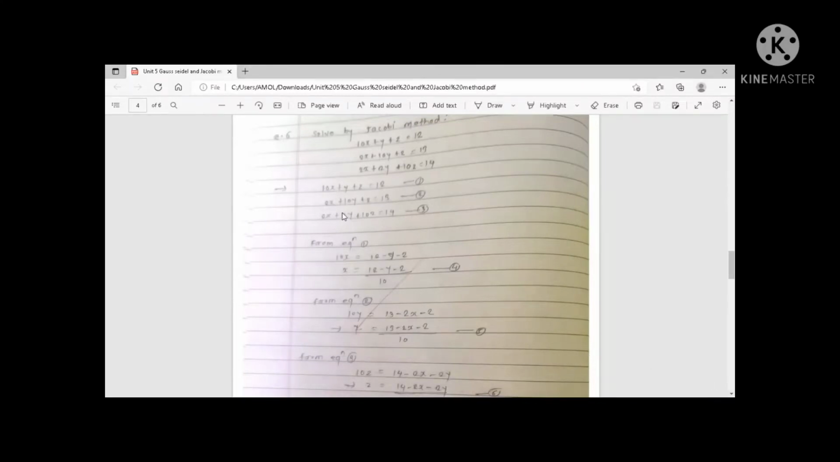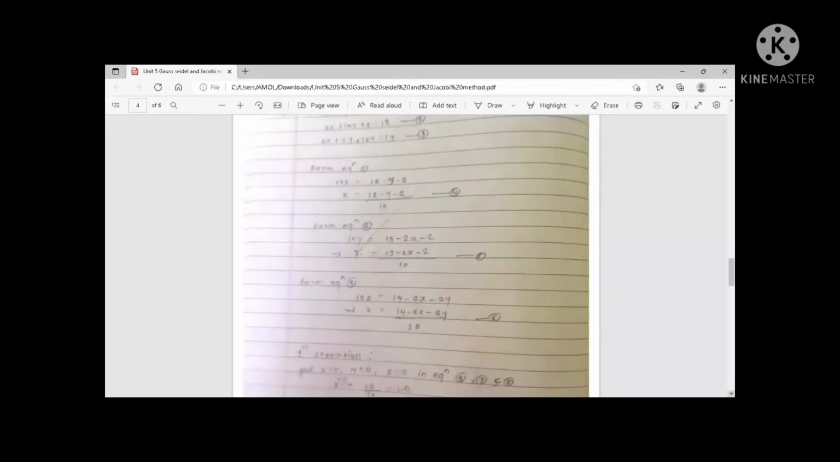Here from equation 1, 10x is equal to 12 minus y minus z. So x is equal to (12 minus y minus z) upon 10. And from equation 2, 10y is equal to 13 minus 2x minus z. So y is equal to (13 minus 2x minus z) upon 10. Sorry, minus z, not 2. And from equation 3, 10z is equal to 14 minus 2x minus 2y. And so z is equal to (14 minus 2x minus 2y) upon 10.